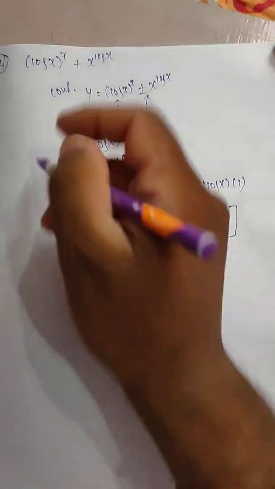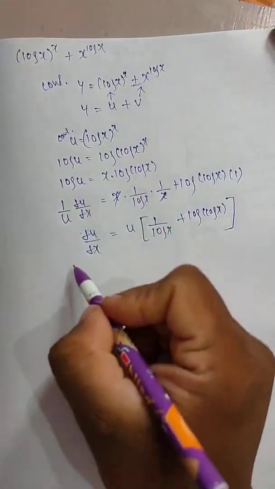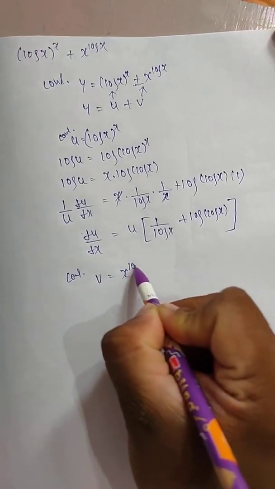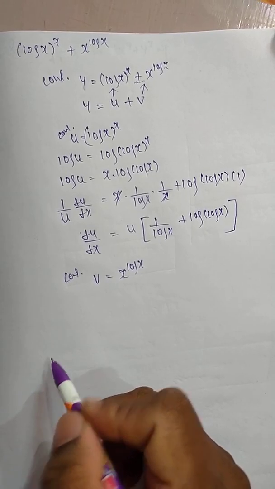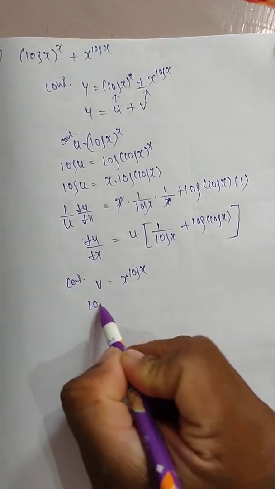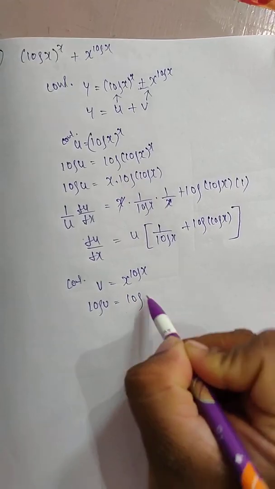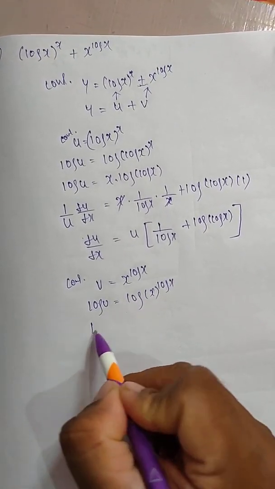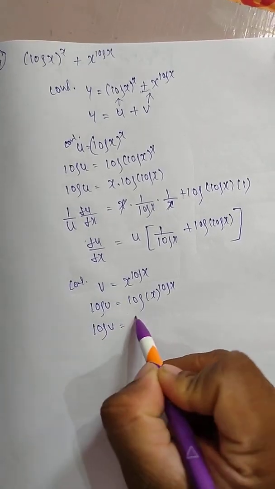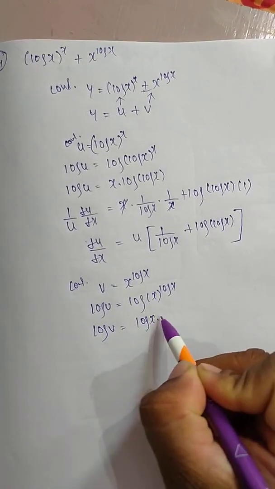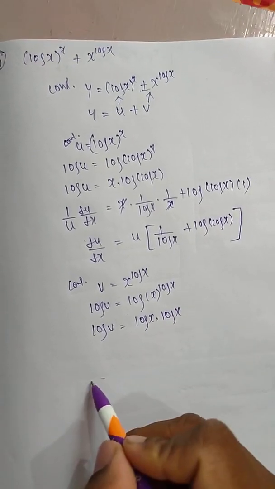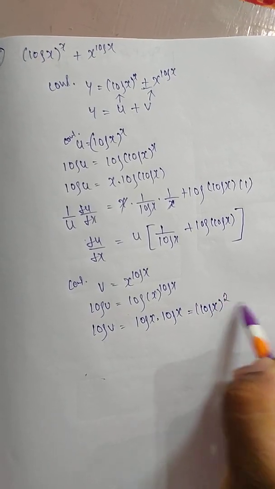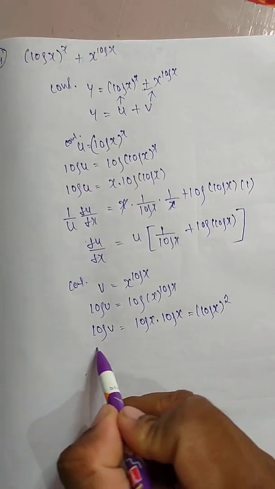Now let me take v. Consider v is equal to x to the power of log x. Now apply the log on both sides. Log v is equal to log of x to the power of log x. Now we apply the power rule. Log v is equal to log x into log x. Here log x into log x we can write as (log x) whole square. Is it clear? Now differentiate with respect to x.